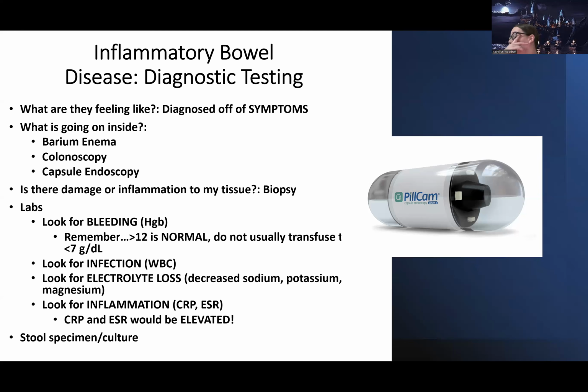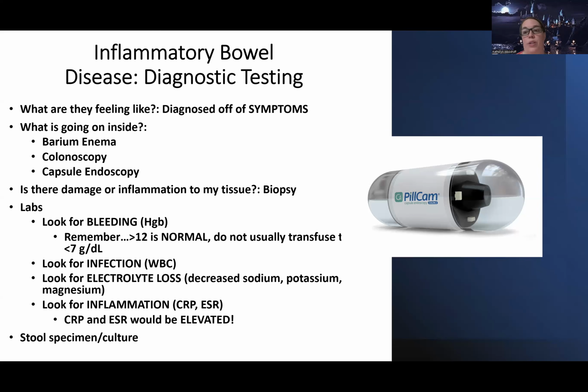We want to look for infection, like with a white blood cell count, because this person could be at risk, especially with Crohn's, of having perforation, because of the depth of the layers that it goes through in the bowels.